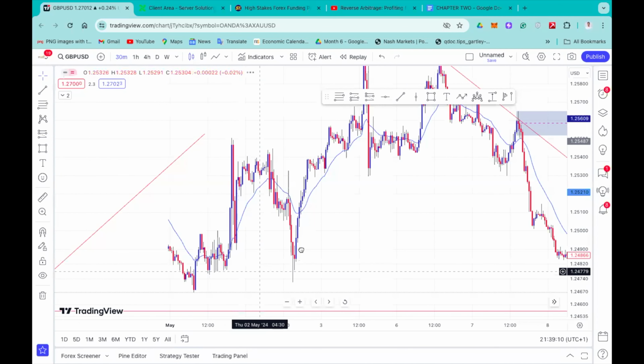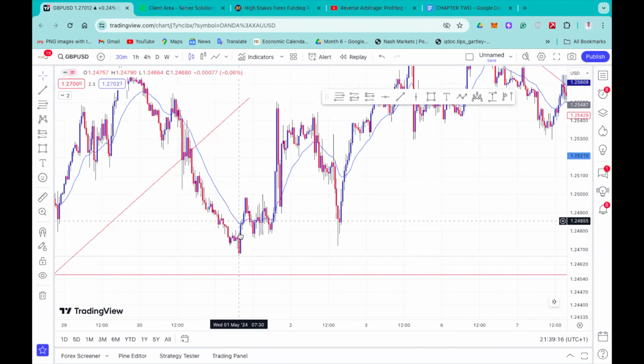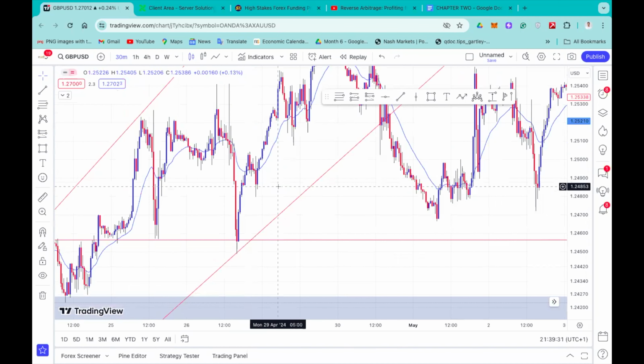Now let's check for examples, like here. This was an impulsive move, created a little imbalance here, and then pushed up. When price came back to the candle, you can see it here, and then pushed back up. But let's still see the other clearer examples here.